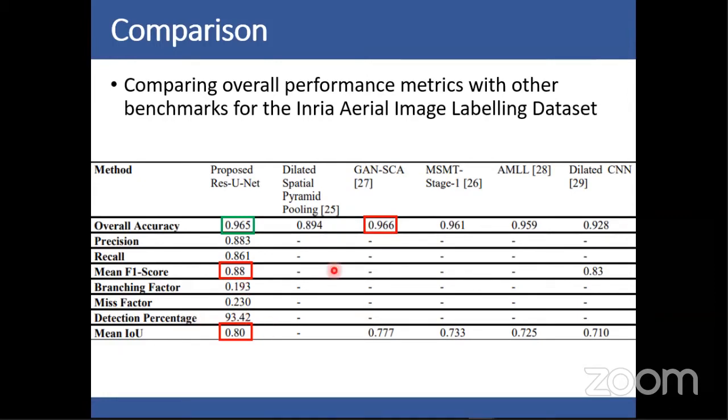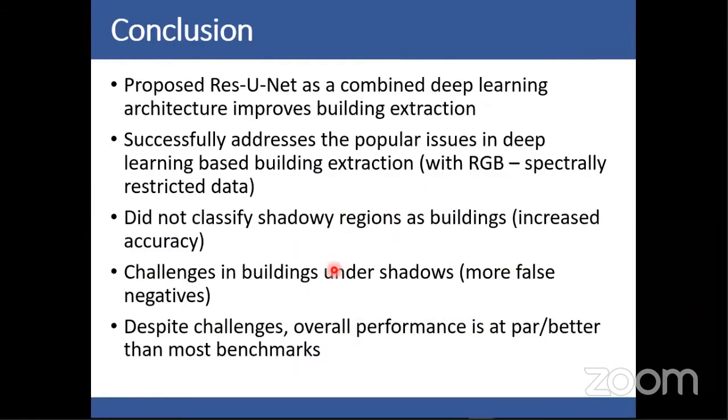Hence, the proposed ResUNet architecture is basically an ensemble sort of deep learning architecture in which we are initializing one deep learning architecture with the weights of another pre-trained network. So it is helping to improve the building extraction, and it is successful in addressing the popular issues of irregular shape, blurred boundaries, and doing well in a spectrally restricted dataset of only R, G, and B channels also. And it also did not classify the shadowy regions as buildings.